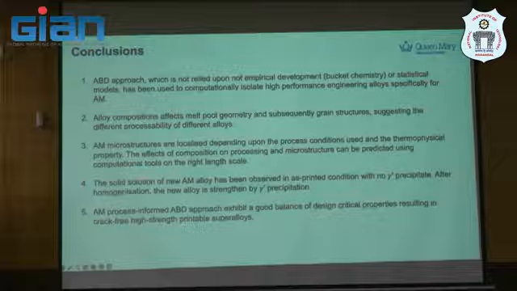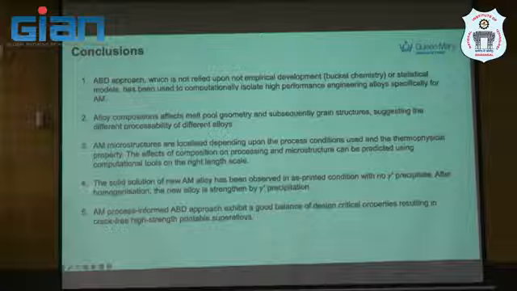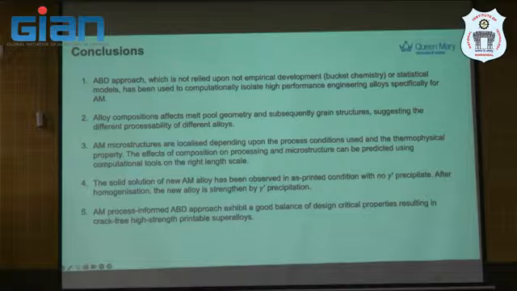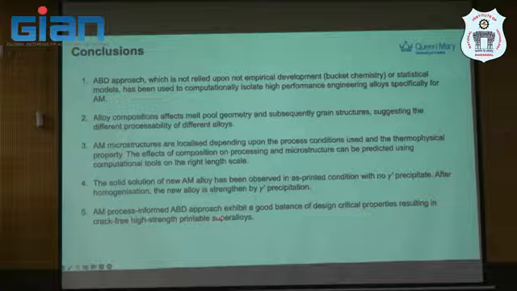Solid solution of the new additive manufacturing alloy has been observed in the as-printed condition, with no secondary phase gamma prime. But after homogenization, we recover the strength of the material. And this AM process-informed alloy-by-design approach exhibits a good balance of critical design properties, resulting in a crack-free, high-strength, printable superalloy. So that is the ideal thing we want.